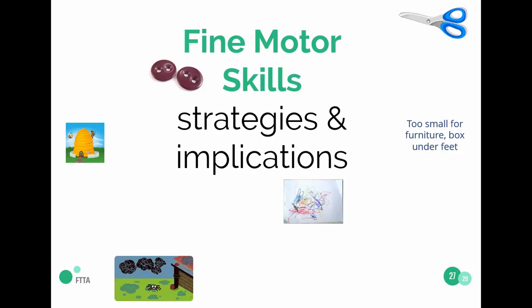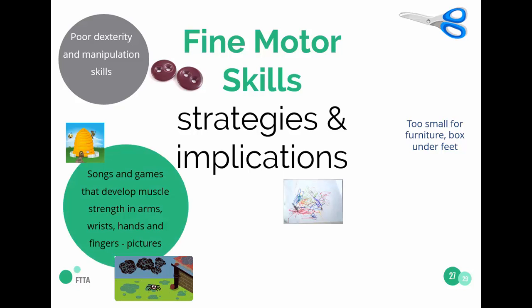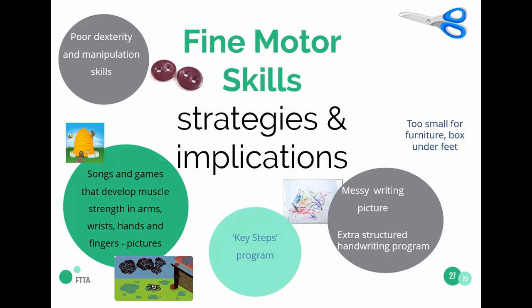Fine motor skills, strategies and implications. Poor dexterity and manipulation skills. So that basically means poor fine motor skills, the ability to manipulate small objects like drawing and knitting and things like that, cutting up stuff. Songs and games that develop muscle strength in arms, wrist, hands and fingers, and childcare centres and kindies are particularly good at that. They do that a lot without even knowing they're doing it, not specifically for kids with Down syndrome. But Incy Wincy Spider, for example, is a perfect example there.